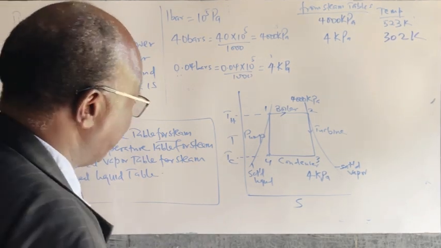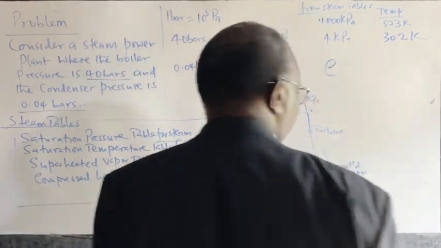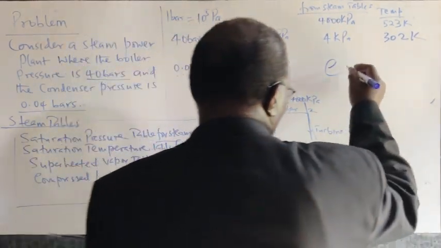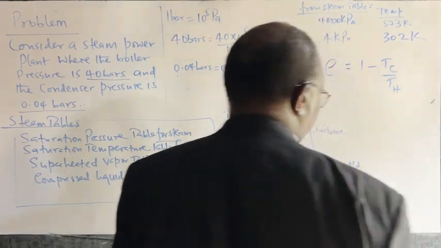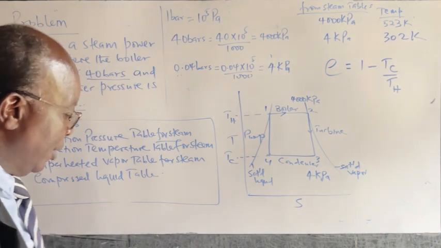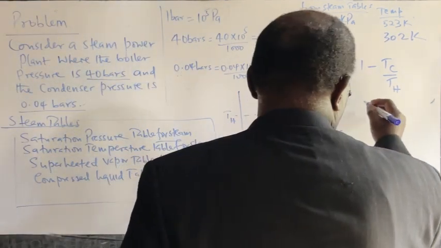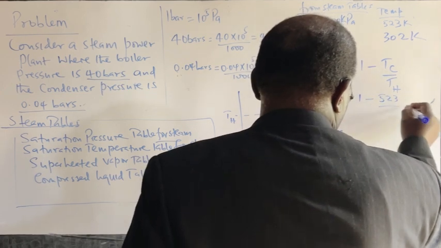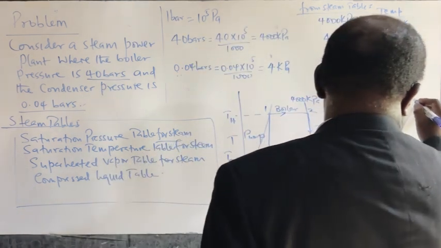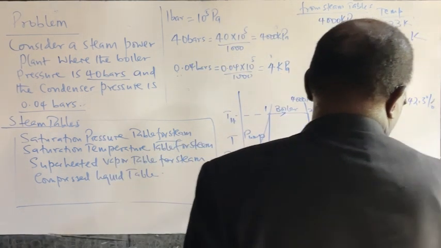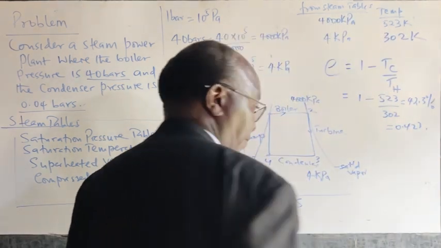Very important reference unit. Now, we can calculate the efficiency. Remember, we said the efficiency for the Carnot cycle we found was 1 minus Tc over Th. So straight away, we can plug in those values, so that the efficiency now is 1 minus 302 over 523. That gives us 42.3%. If we remove the percentage, then it is 0.423.